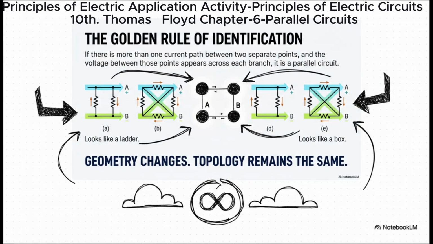You've got five circuits here that look completely different. One's a ladder, one's a box, they're all over the place. But go ahead, trace them out with your finger. In every single one, one side of every resistor goes to node A, and the other side goes to node B. The drawings look totally different, but electrically, they are one and the same.